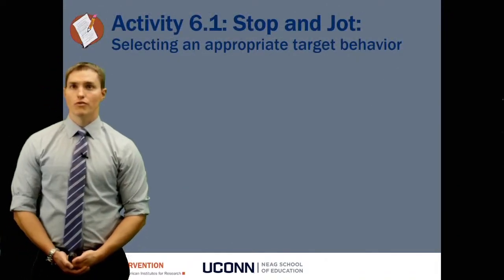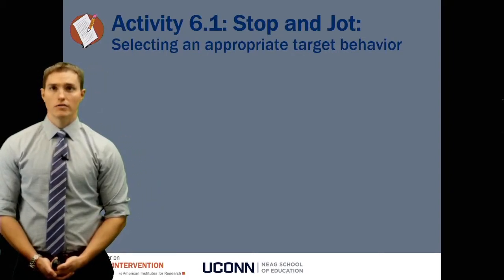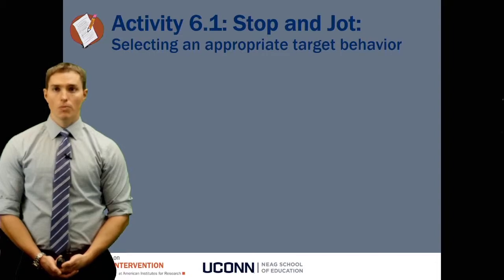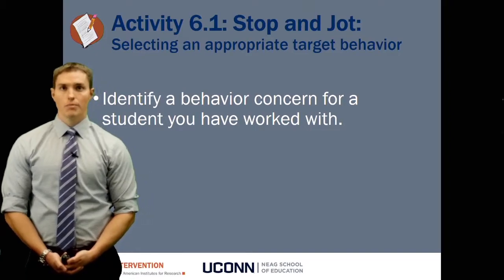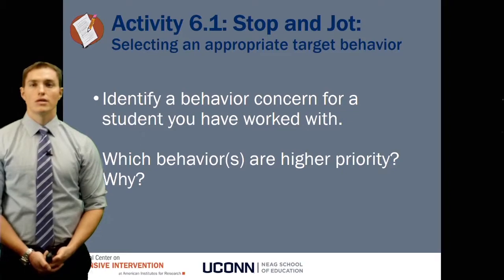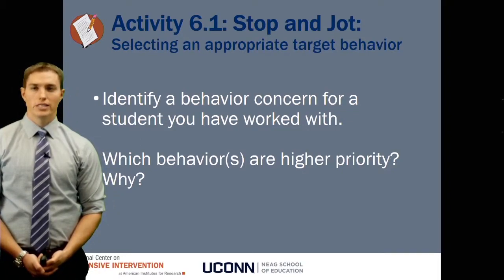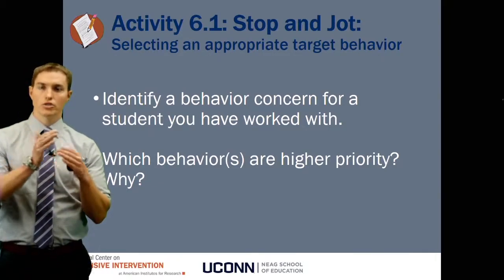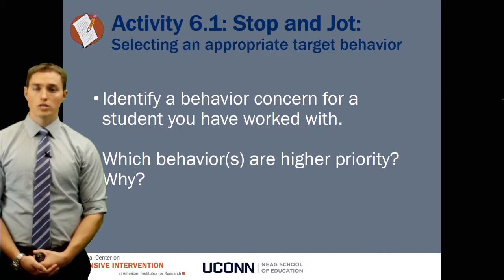At this point, we'll look for you to go to your activity workbooks for activity 6.1. This is a stop and jot activity. We're going to ask you to select an appropriate target behavior for a select student. First, identify a behavior concern for a student with whom you have worked. Next, identify which behavior or behaviors are higher priorities, and see if you can reflect on why. What you're looking to do is identify, streamline, and target behaviors that will have the most impact for the student from a social standpoint once implemented interventions are in place.